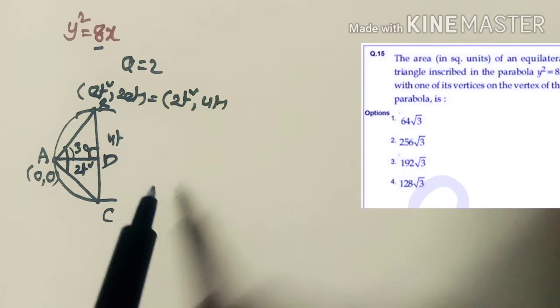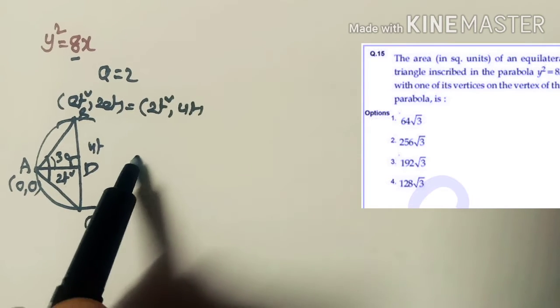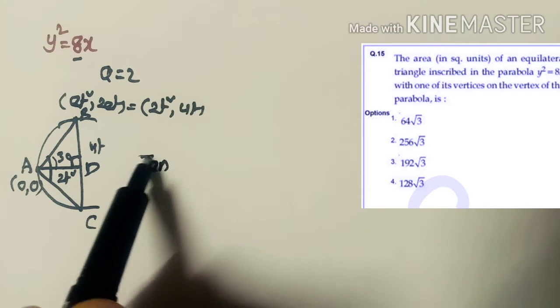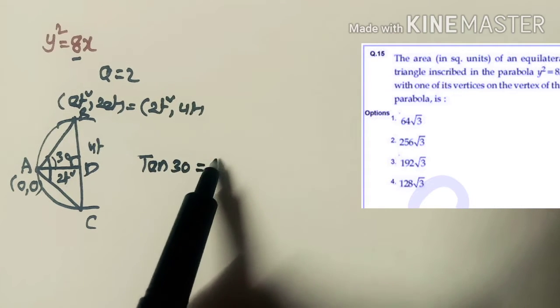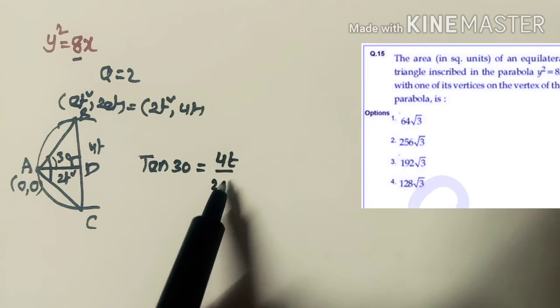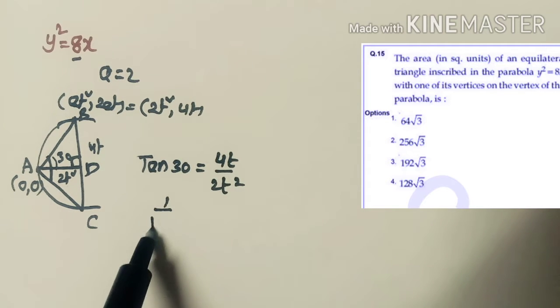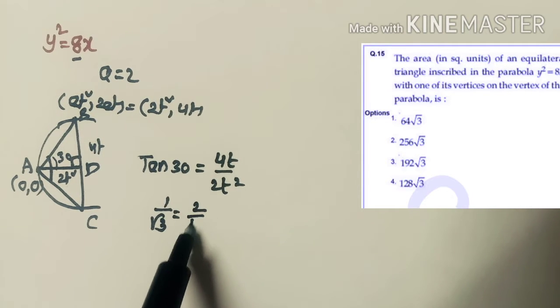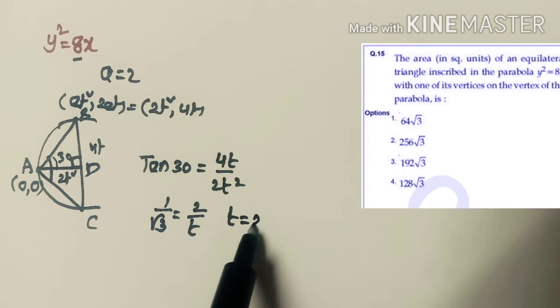Now what is the tan 30 value? Tan 30 is equal to, clearly from the diagram, opposite by adjacent, that is 4t by 2t square, which means 1 by root 3 is equal to 2 by t. Then the value of t is equal to 2 root 3.